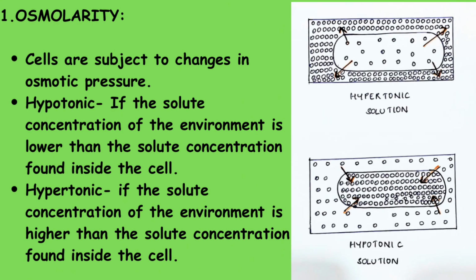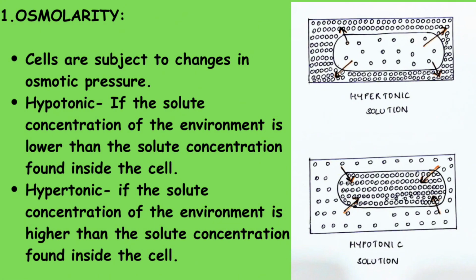So the first factor we are going to discuss is osmolarity. The cells will be subjected to changes in osmotic pressure. What is osmotic pressure? Osmotic pressure is the pressure that is exerted when the solvent molecules move through a semi-permeable membrane, that is the plasma membrane. So when the solvent molecules move through a semi-permeable membrane from a region of low solute concentration to a region of high solute concentration, a pressure is exerted, and that is called osmotic pressure.